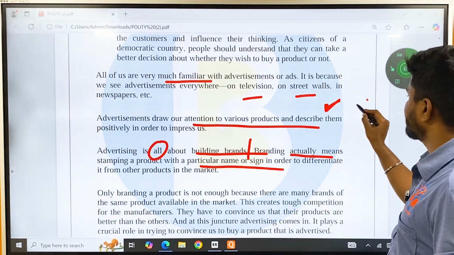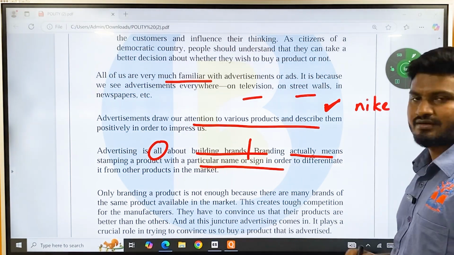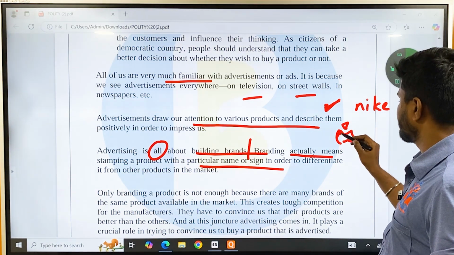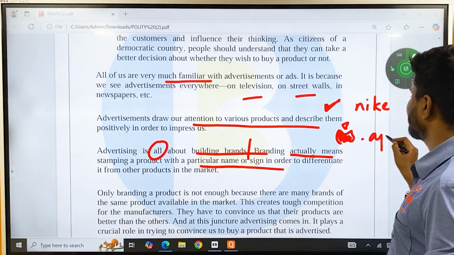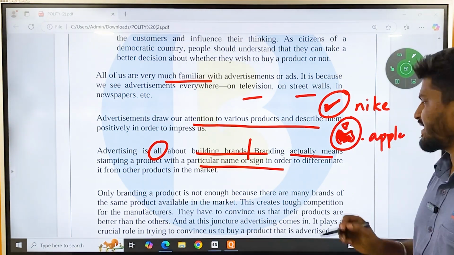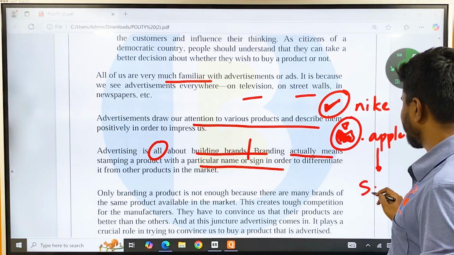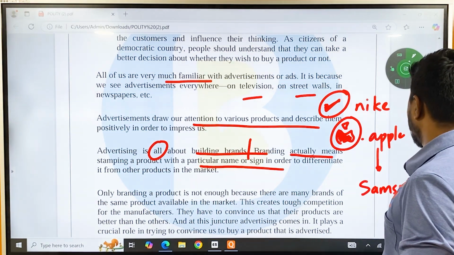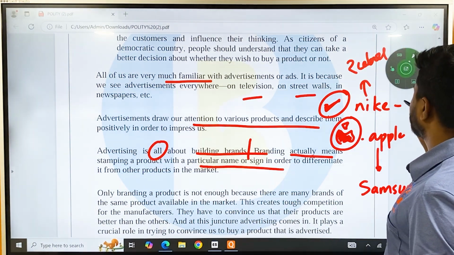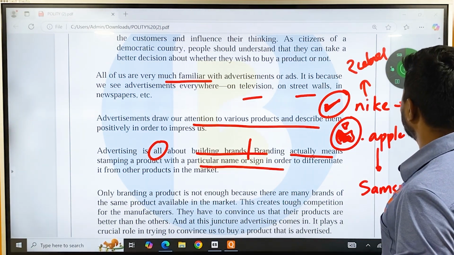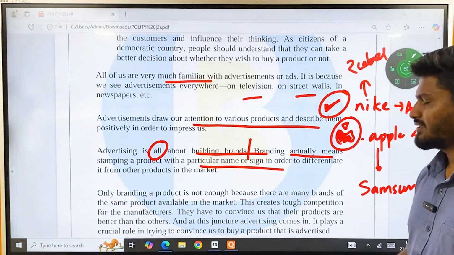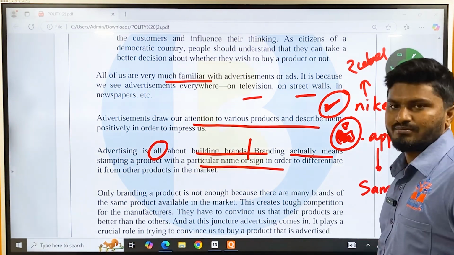What is this? This is Nike. What are other things? What is this? This is Apple. This is branding. This is how Apple differentiates itself from Samsung, or Nike differentiates itself from Reebok or Adidas. Adidas is like this, so they differentiate themselves through brand names. The branding is either by name or by symbols.